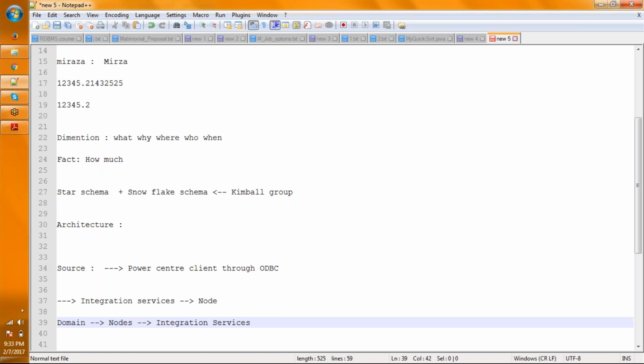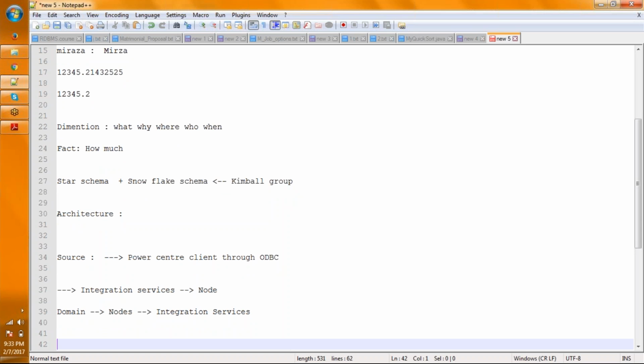Can you break down integration service for me a little bit, precisely, please? It is an integral unit. It cannot be broken down. I've given you the diagram. A domain can have multiple nodes, and the nodes will have integration service in order to communicate with sources and targets.